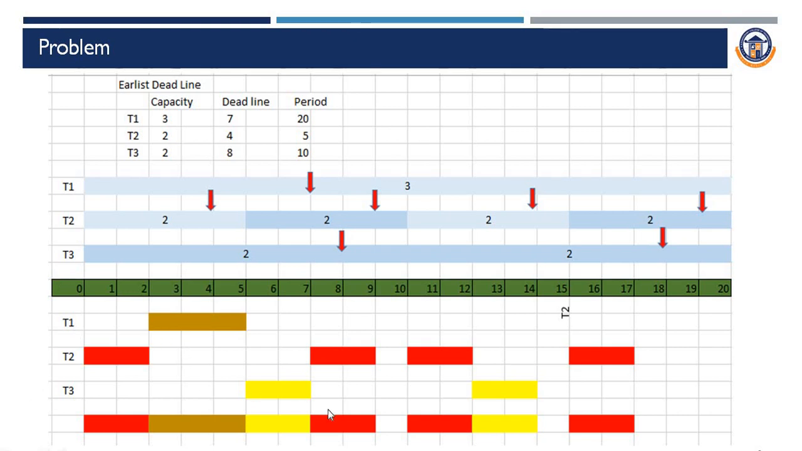So in this way, the CPU will handle all these 3 processes based on the deadline.